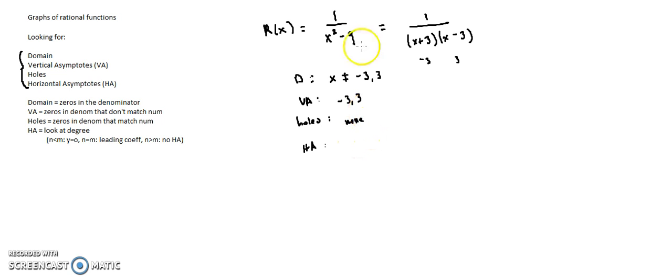Alright, now for horizontal asymptote, we're going to look at the degree. The degree on top, there are no x's, so the degree is 0. And the degree on the bottom is 2. Remember, if the degree on top is less, then we automatically get y equals 0 for our horizontal asymptote.